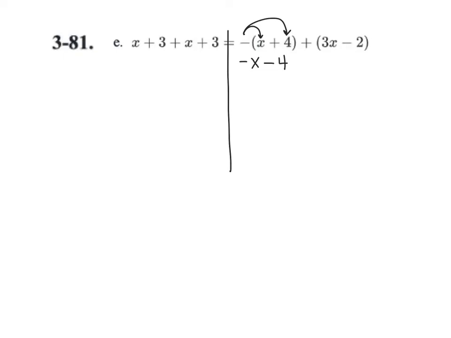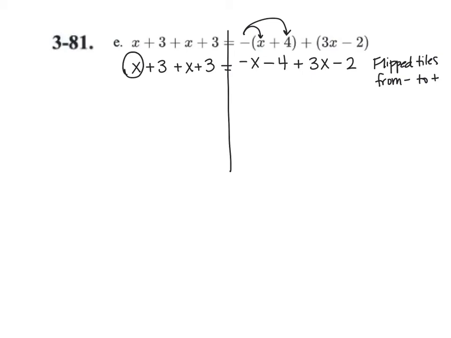I also have now in the positive region this 3x and 2 negative tiles. On the left-hand side, I just have x plus 3 plus x plus 3. There were no tiles in the negative region here. So my reason here is I flip tiles from the negative region to the positive region. Now I'm going to combine my like tiles.